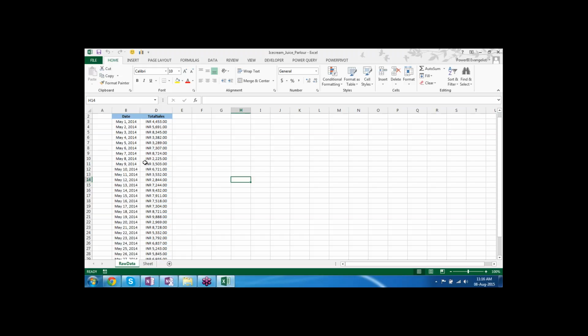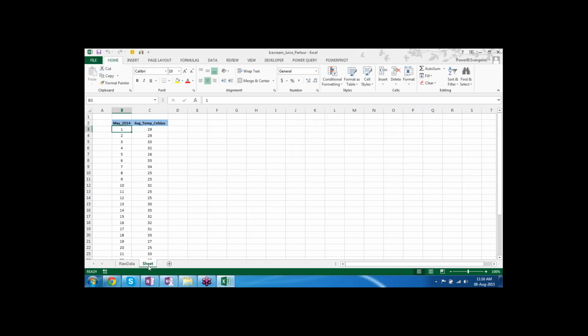So simply what I said was, okay, fine, you give me the data, your daily sales, and from the website, I collected the daily temperature of the May month. Just the average temperature we can say for all these days. So one month of data I collected. The average temperature in Celsius I have collected.